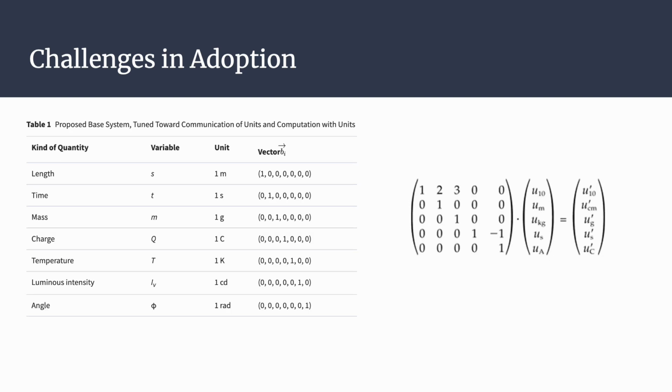These are some examples of the complexity of the data standards, which can make it hard for non-experts to understand. This can create a barrier for the usage of the UCUM. Here, the first table represents proposed base systems that were tuned toward communications of units and computation with units, while the second matrix represents a transformation between two different systems.